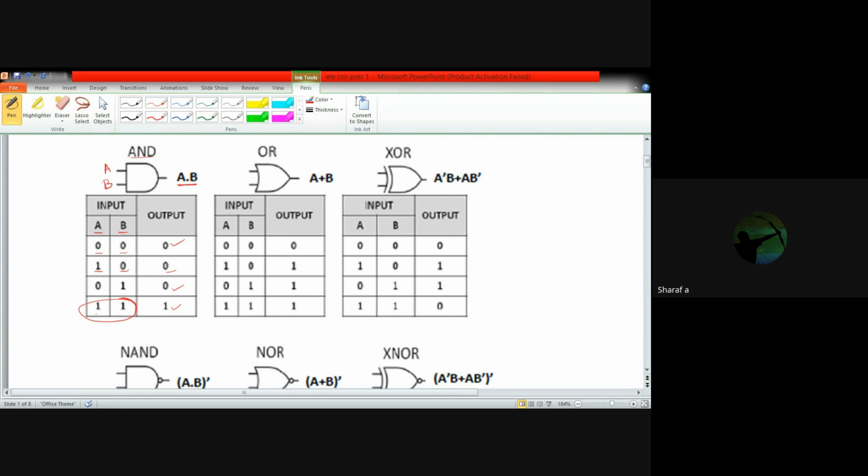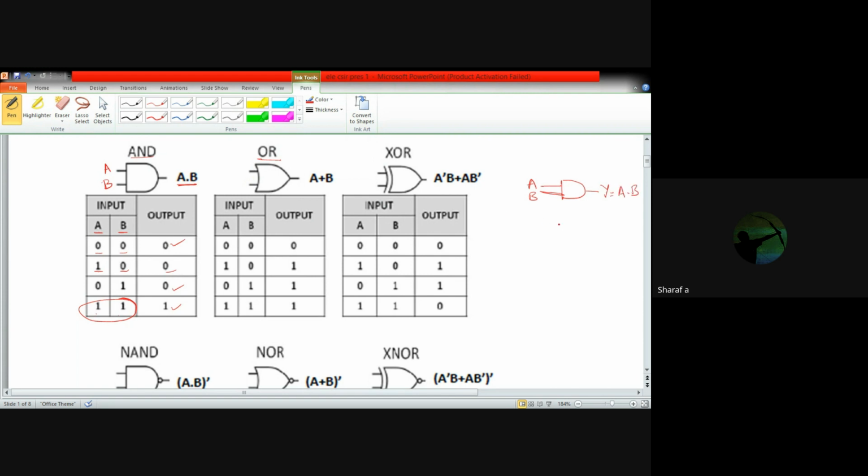Similarly, if you consider the OR gate, this is the symbol for the OR gate. I can just draw here for you. You can see this is the AND gate symbol. You have to give two inputs, A and B, and you can get the output at this point, Y, which is equal to A dot B.